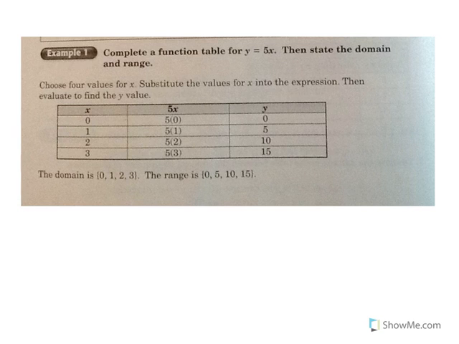It says complete a function table for y equals 5 times x. Notice how I'm reading that: y equals 5 times x. Even though there's no multiplication sign, we can assume there's a multiplication sign in there. And then state the domain and range.